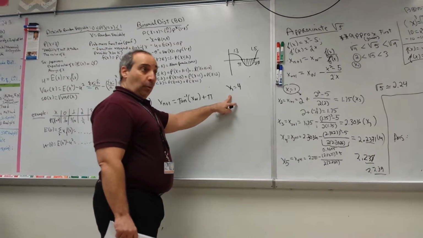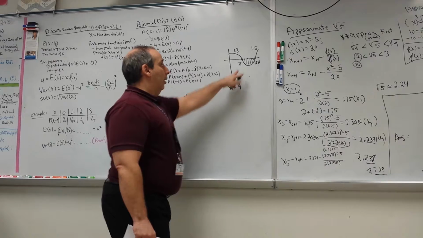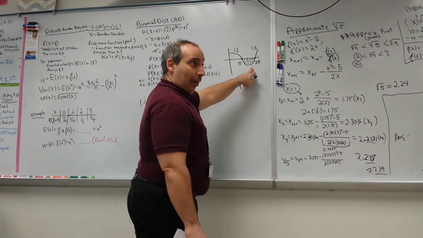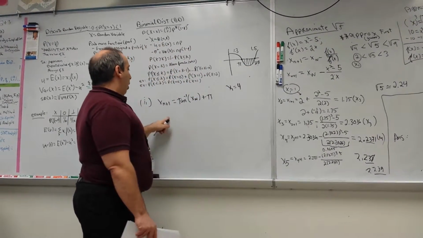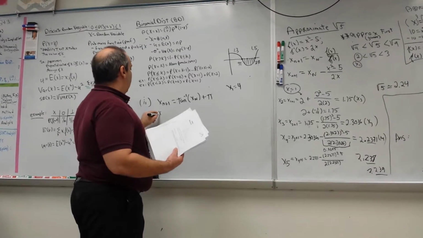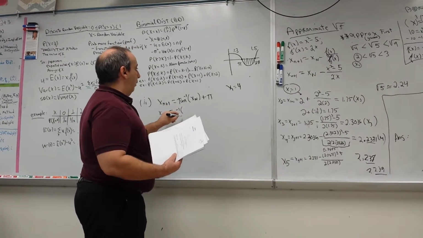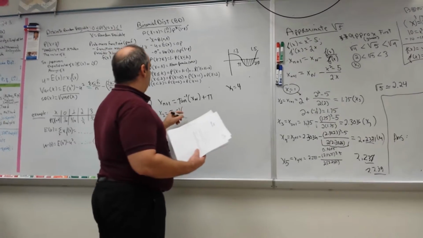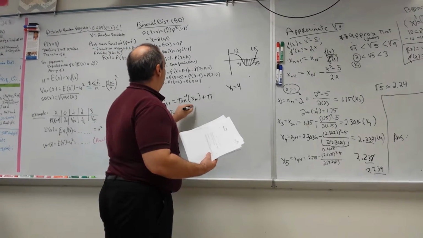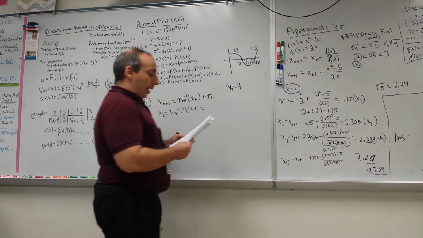Okay, so we're okay with 4? Yep, we're all right with 4. You could have gone with 3.4 or 6.28, right? Sure. All right, so all I have to do now is x2 is equal to tangent minus 1 of x1, which is 4, plus the pi guy. Anybody want to tell me what you got?